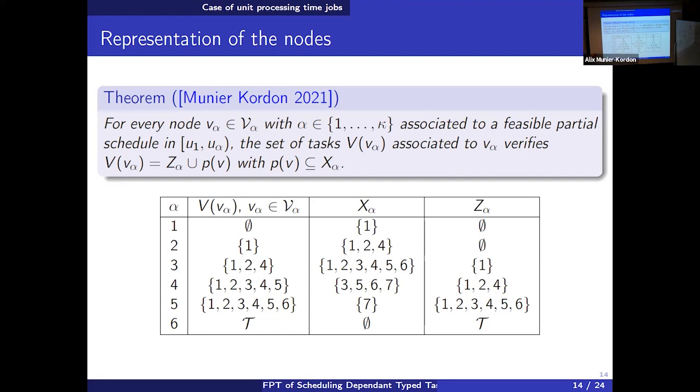So just an example, here I put for a small example the nodes, the tasks included in V alpha, for alpha from 1 to 6. It corresponds to the path I saw here. The X alpha corresponding: for example, if I take alpha equal to 4, this is all the tasks that are in V alpha. In fact, it includes tasks from Z alpha, and the remaining tasks 3 and 5 belong to X alpha.